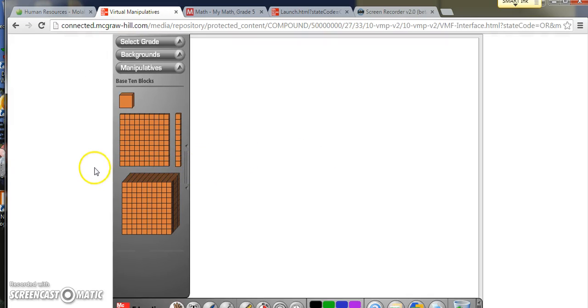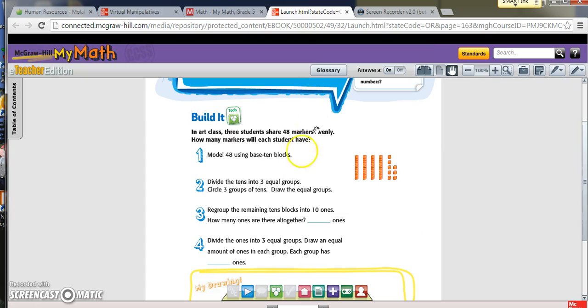So what we've got here is the manipulatives, and right now we have base 10 blocks, and you're going to use the base 10 blocks to split them up. We're going to look at this first problem. I have 3 students sharing 48 markers evenly. How many markers will each student have?